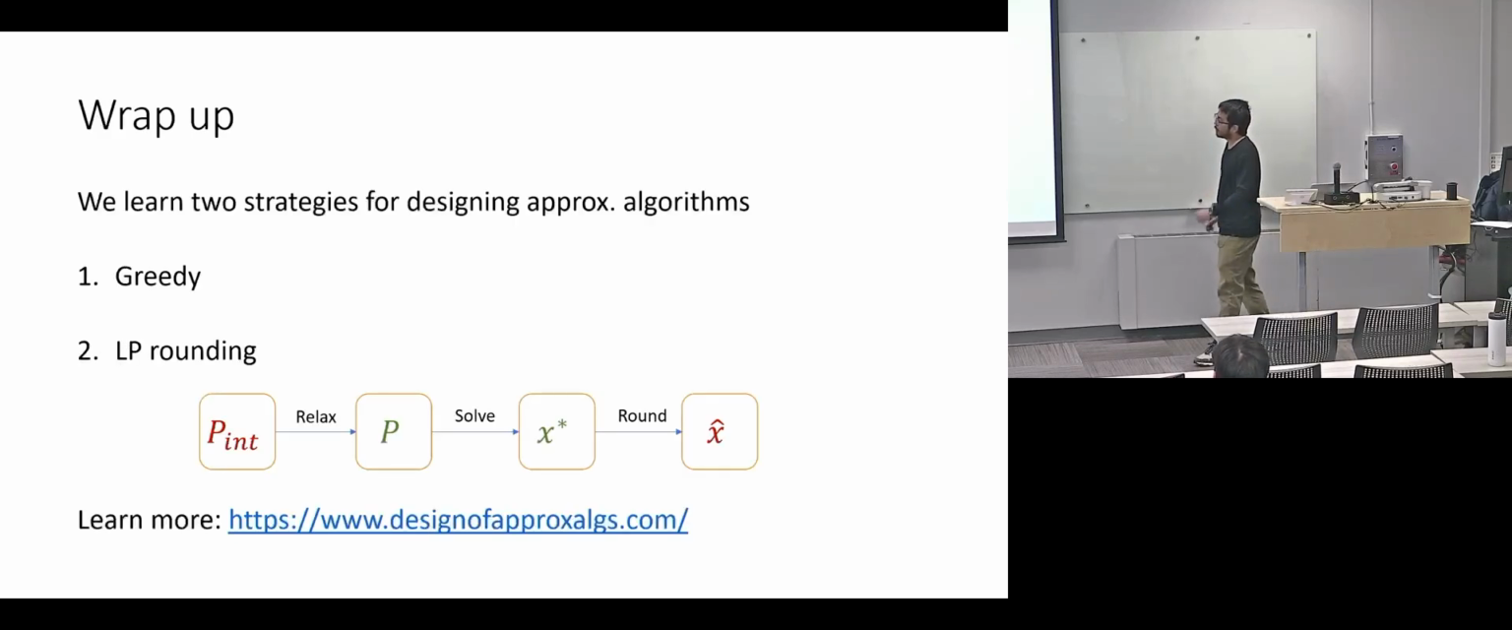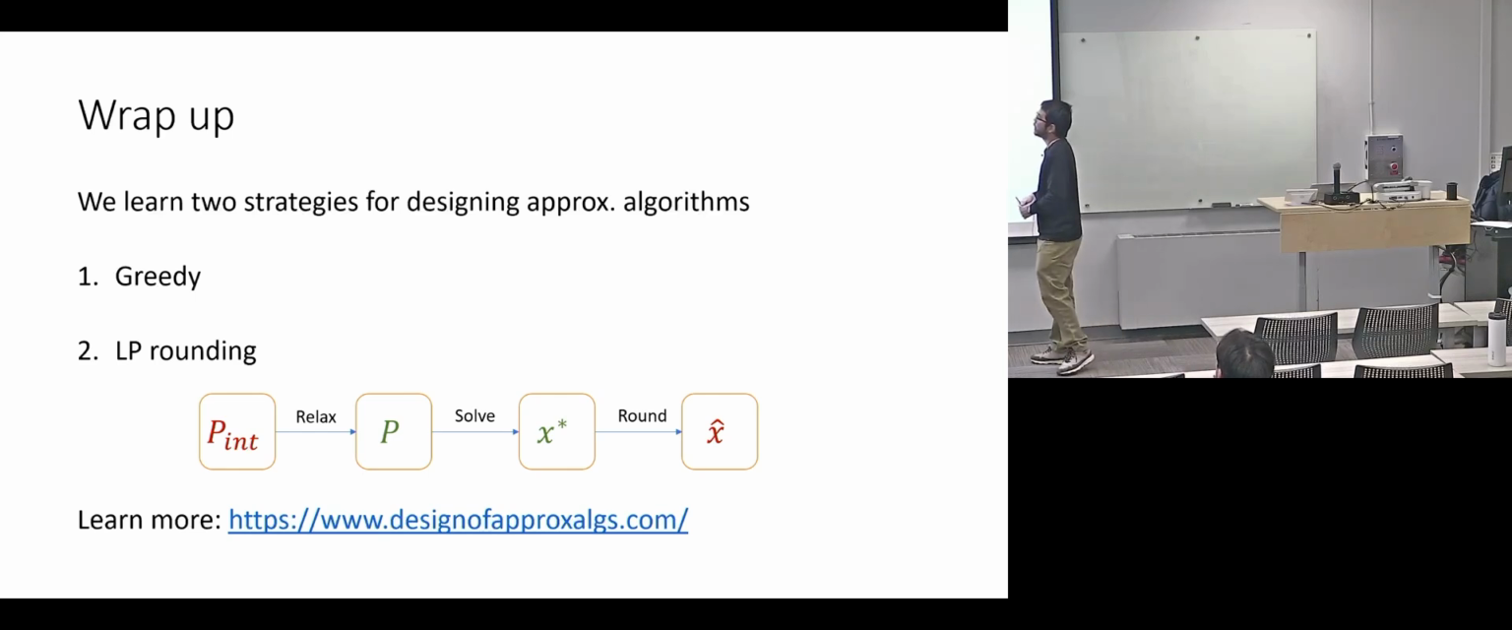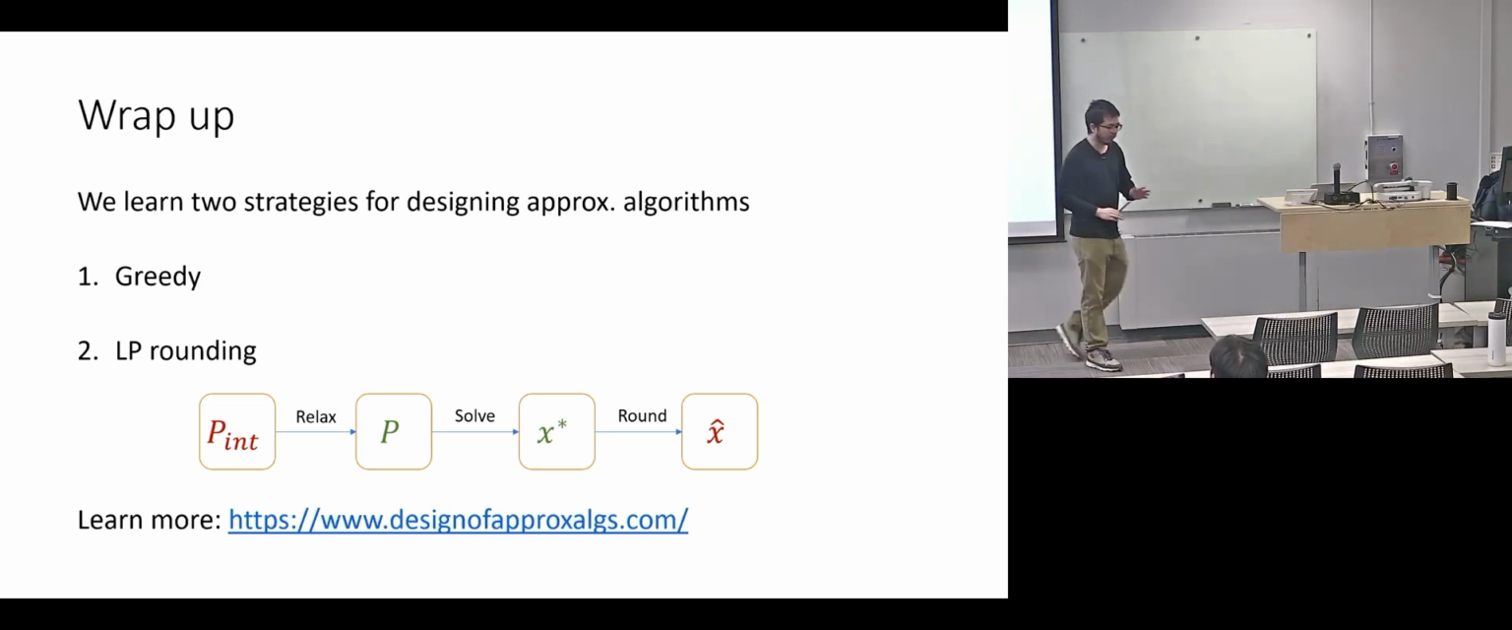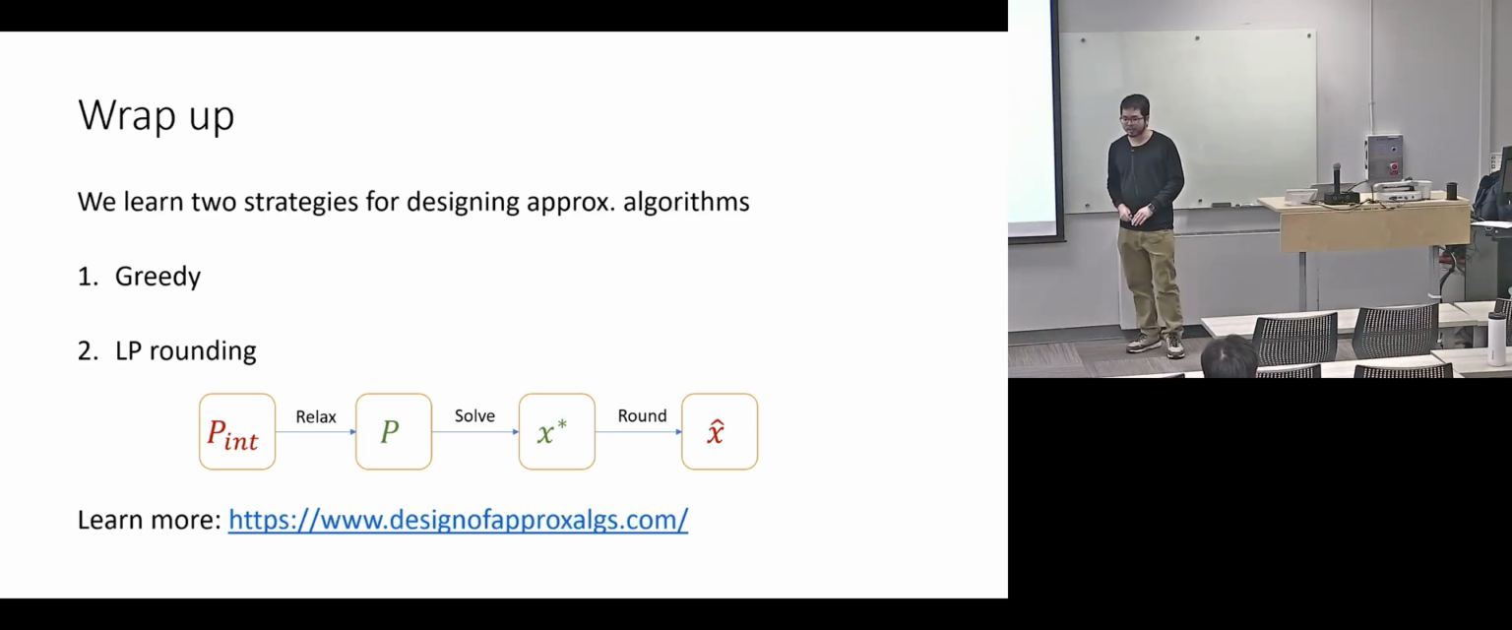Just let me wrap up now. So we learned two strategies for approximation algorithms today. One is just greedy, a simple thing, but I want to stress this template. It's an LP rounding template, which is first get the IP, relax it, solve it, and round it. Okay. It's really powerful and you can use it for many problems. Okay. Next class will be another approach.